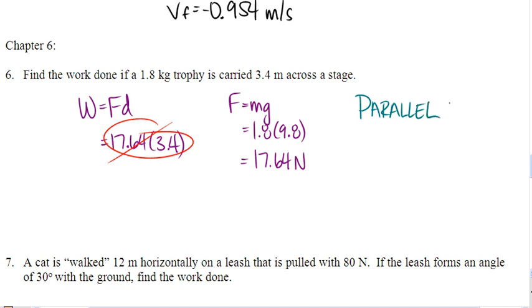And if you're holding up a trophy, that means your forces are up and down. And if you're walking across the stage, D is side to side, that is perpendicular. That is the worst case scenario in terms of completing work. So in this case, nice easy answer, 0 joules.